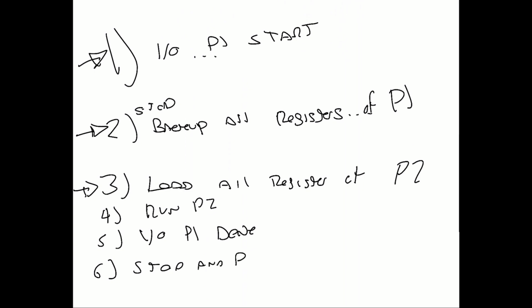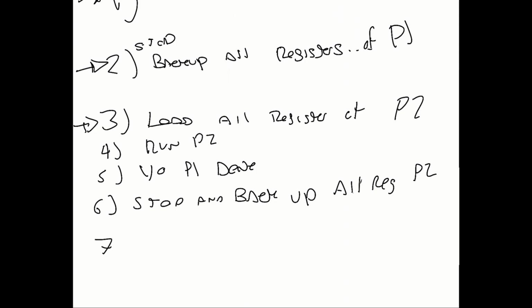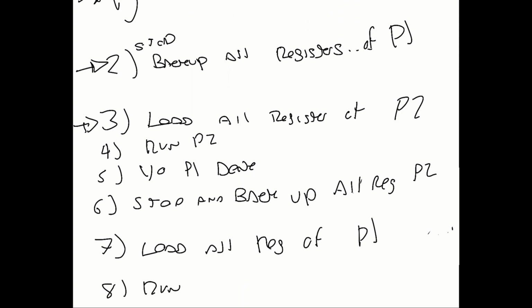Stop and back up all registers of process 2. Save them in memory and whatnot, and then go ahead and load all registers of process 1, and I suppose at that point, run it, which is the same thing. Well, I did put it in a separate instruction, so I'll put it here as well. So 8, run process 1.